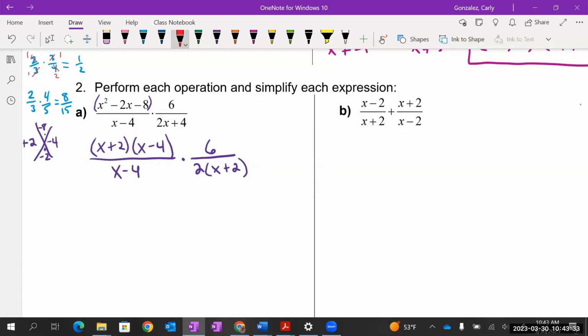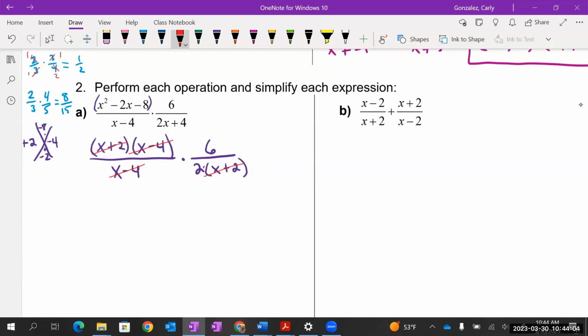So now let's see, any factor in the numerator can cancel out with that exact factor in the denominator. So notice we have the x minus 4 in the numerator and in the denominator. We also have an x plus 2 in the numerator and denominator. And then last but not least, we have 6 and 2. And notice 2 is being multiplied by that quantity.